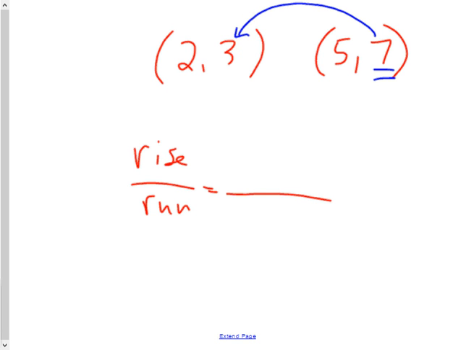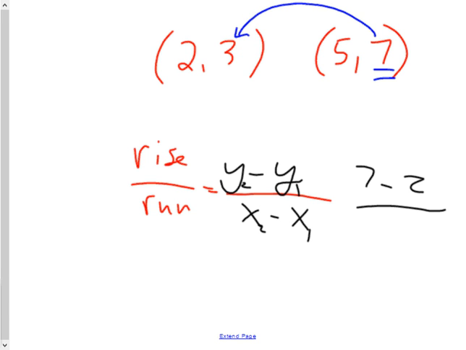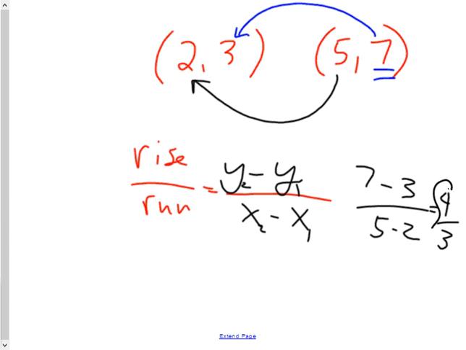There we go. Okay, so this one is the y's go on top, and it's usually what they say is y2 minus y1, and the x's go on the bottom. So that means 7 minus the 2 over the run, which is 5 minus the 2. 7 minus, okay, 3, thank you. 7 minus 3 is 4, over 5 minus 2 is 3. The slope on that one was 4/3.